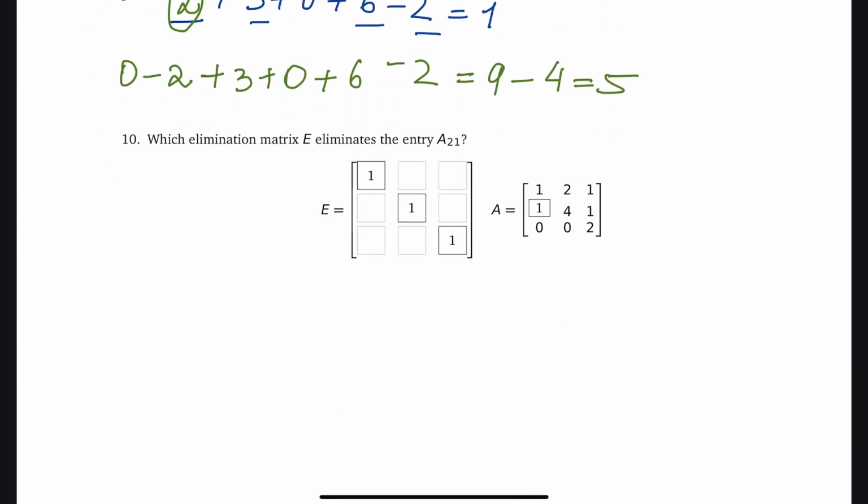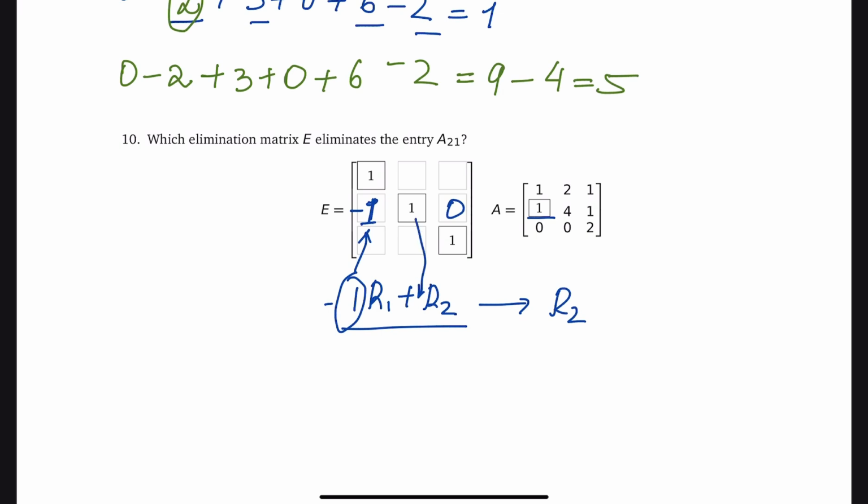So in problem number 10, this is going to be the last problem of the first section. We need to find the elimination matrix, right? In order to eliminate this 1, we have to multiply the first row by minus 1 and add this to the second row. And this result should go to the second row, right? So that's why in the place of the second row, we have to put minus 1, 1, and 0. So essentially, this minus 1 is this minus 1, so this 1 is here, and this is going to be the result. And the rest is going to be zeros.